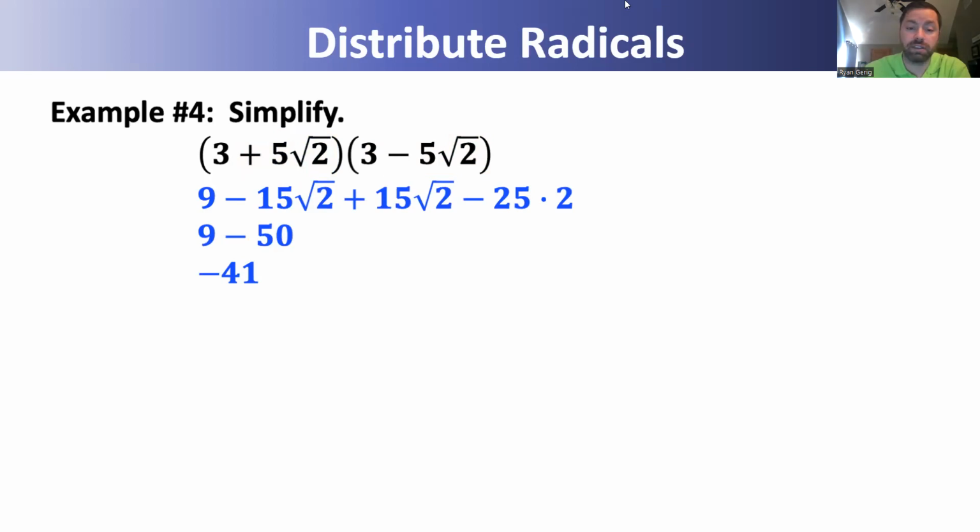Yes, this multiplication problem became just a number at the end. The reason for that is because those two binomials were exactly the same except for their signs. We have a fun word for that, and it's conjugates. And we'll talk about that more at a later time.